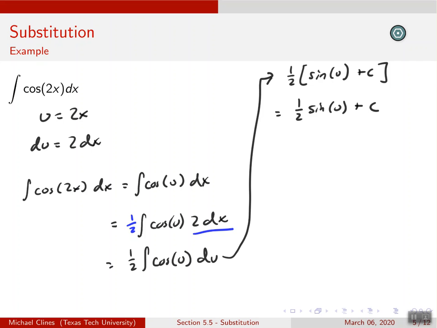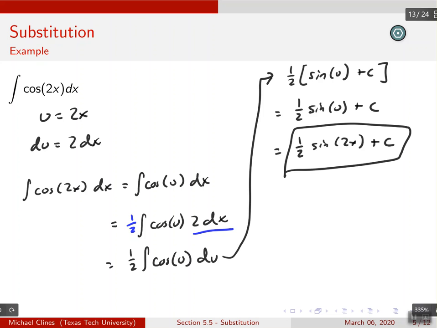So we are saying that the integral of cosine of 2x dx is equal to 1/2 sine of u plus c. But it's the same problem as last time. This is in terms of u, not x. Our problem was given to us in terms of x, so our answer needs to be in terms of x. So we're going to sub back in one more time, and we get that the integral of cosine of 2x is equal to 1/2 sine of 2x plus c.